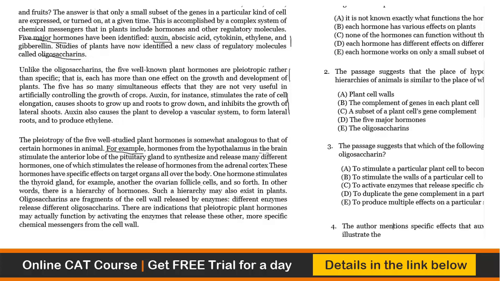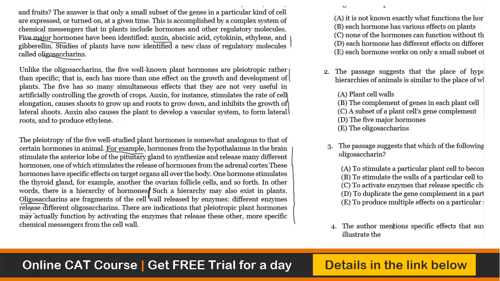So from plants you have moved to animals, because what the author has discussed here is the hypothalamus in the brain. It does this, it does something else. These hormones have specific effects on target organs all over the body. One hormone stimulates the thyroid. So until here you will find that the author has discussed the function of hormones from the hypothalamus, right? So this is how it is. And then he says such a hierarchy may also exist in plants. Oligosaccharides are fragments of the cell wall released by enzymes.